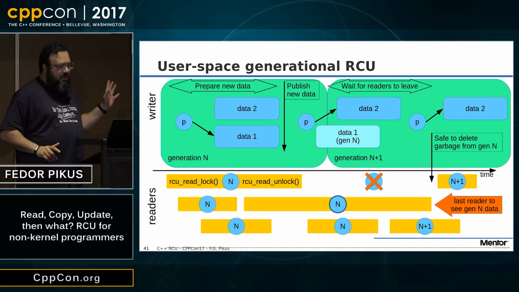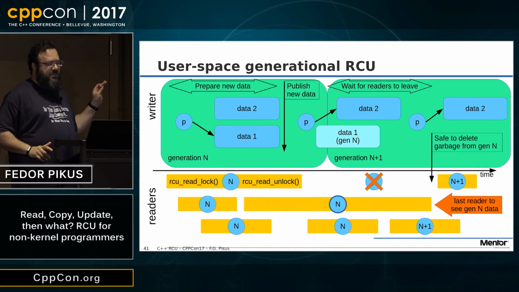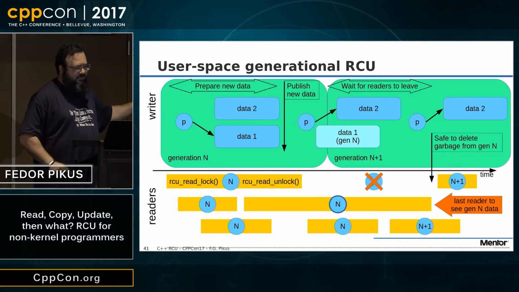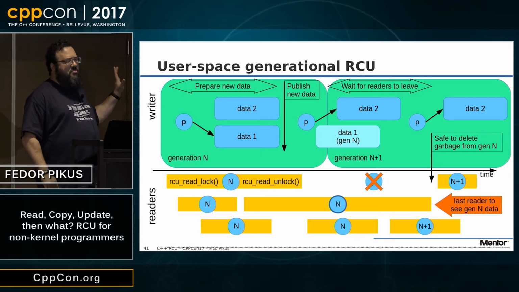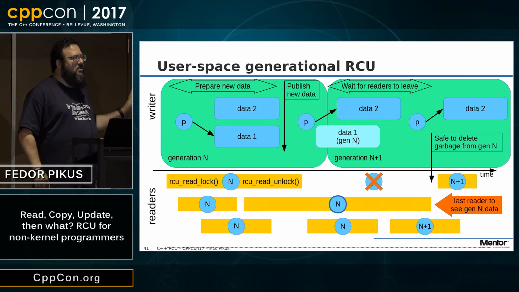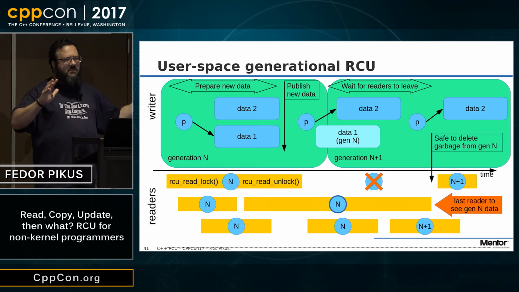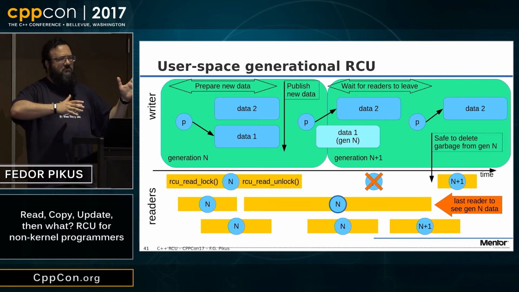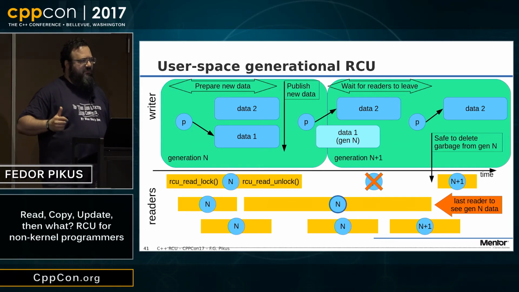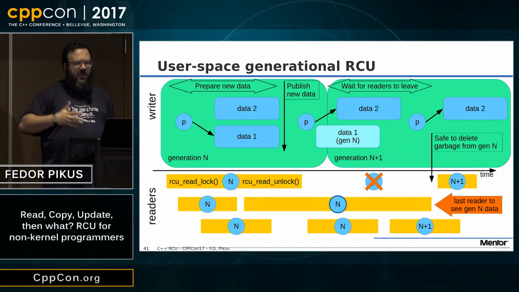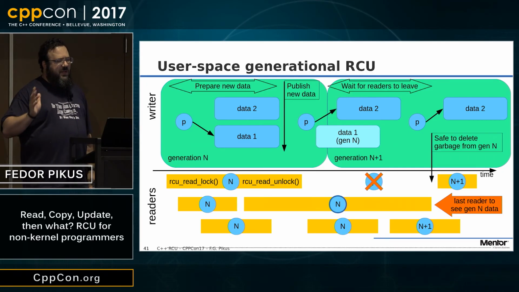Okay, so very similar, but now with this explicit generation. So I have generation n on the left. I'm preparing some new data. I'm publishing some new data. Notice that I didn't rev up generation at that very moment. I could, but I don't have to. These two acts are independent. I can publish as much data as I like within a current generation and then rev up the generation anytime I want. I could have one new piece of data per generation if I want, or 100, or whatever I want. Okay. Once I revved up the generation, I have to wait for readers to leave.